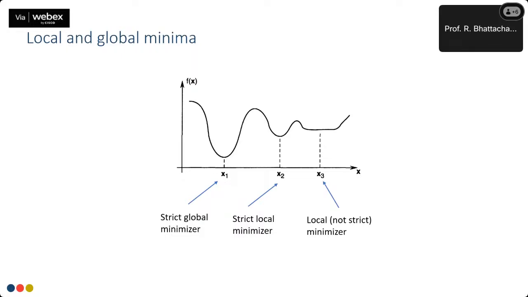Whatever I told you, if you try to visualize it pictorially, we have a strict global minimizer here because there are multiple minimizers, but this minimum is the lowest one. This is also a strict local minimizer, but not a global minimizer. And this is a plateau-type function, where it is a local minimizer, but not a strict local minimizer.